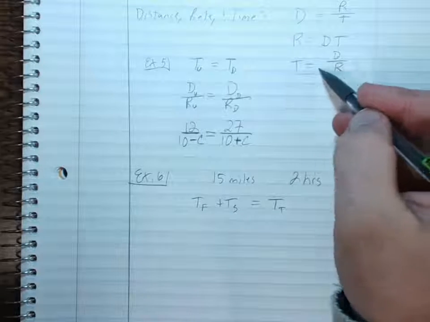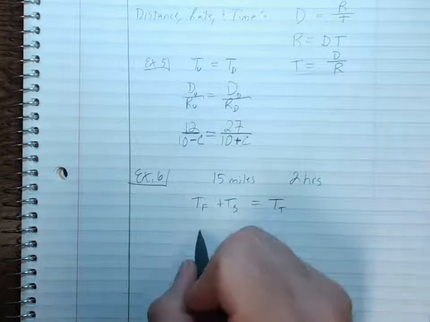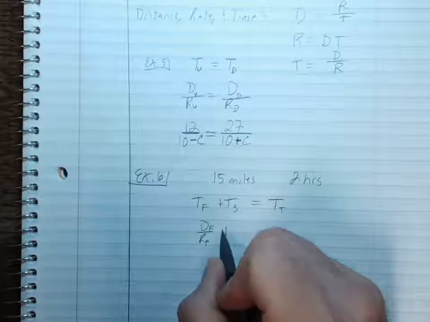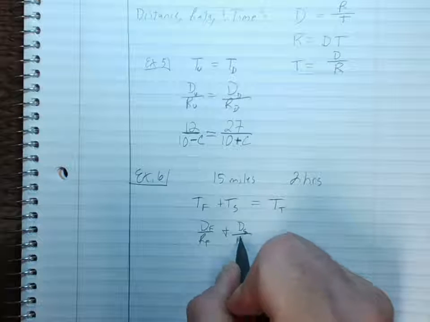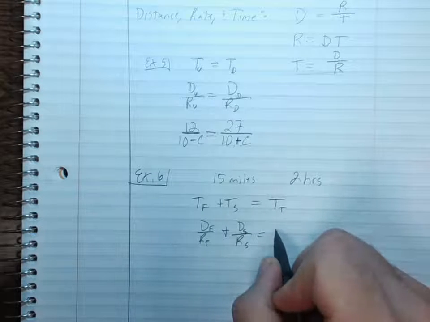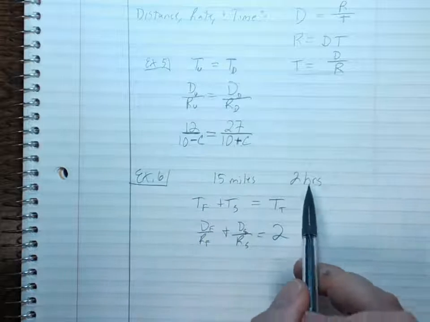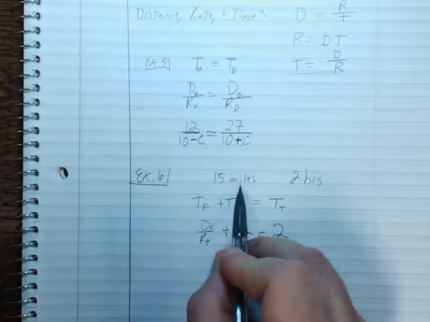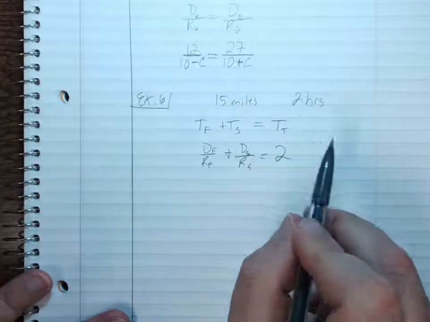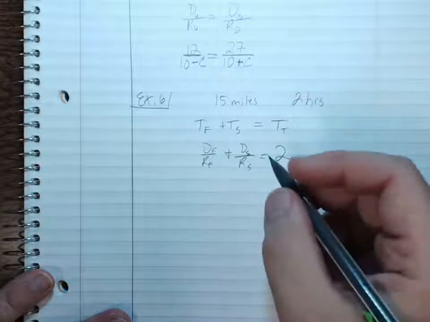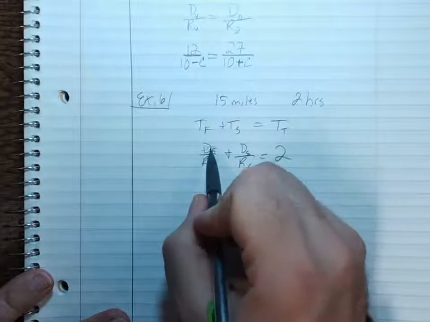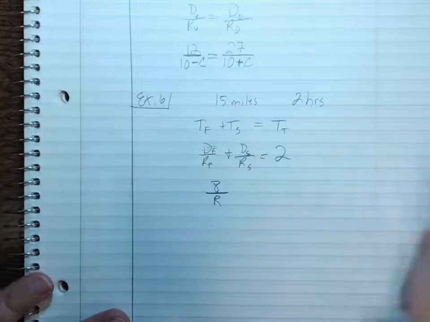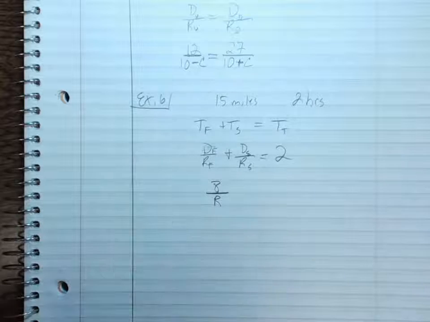So we're going to go back to time equals distance over rate again. So we're going to have the distance for the first part over the rate for the first part plus the distance for the second part over the rate for the second part will equal the total time, which in this case is 2 hours. Now we know the total distance. The total distance is 15 miles. And it says for the first 8 miles, she ran at a certain speed. So we know the first distance is 8 miles, and she ran at some speed, which we'll just call R. I don't like to use S because it looks like a 5.